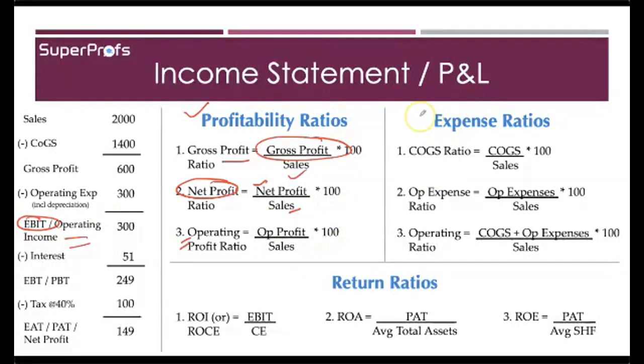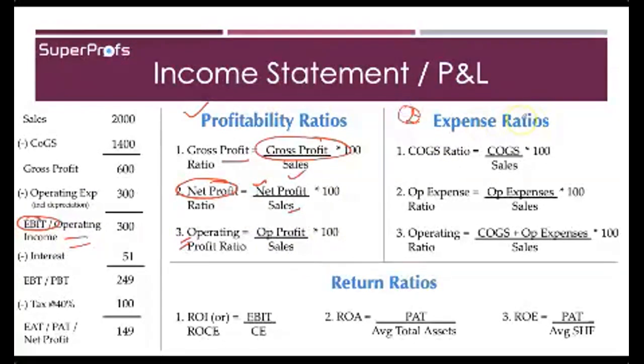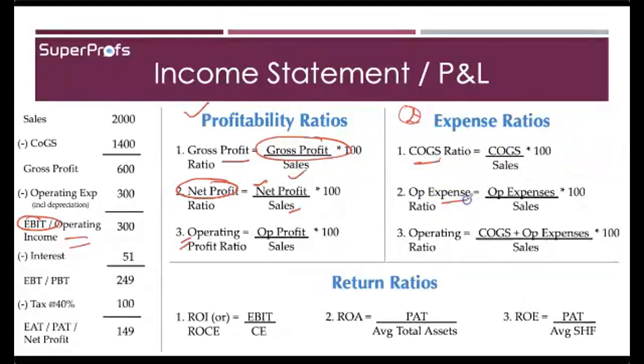The second kind of ratio is expense ratios, and in this you calculate the different kinds of expenses, whether it's the cost of goods sold, or the operating expense, or the overall operating ratio, in which you take both kinds of costs, that is the cost of goods sold as well as the operating expenses, and divide by sales.